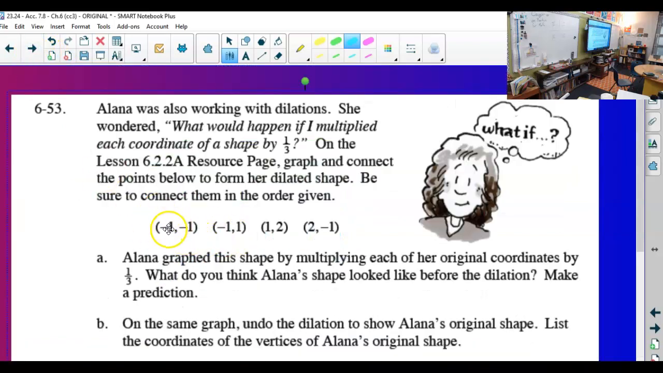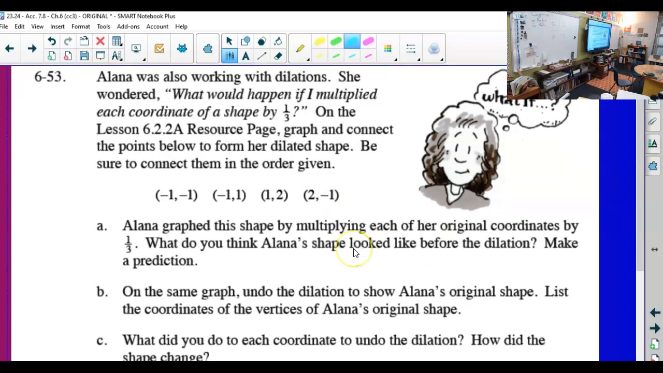All right, I want you to graph these points: (-1, -1), (-1, 1), (1, 2), and (2, -1). I know I said those way too fast. No, but it was good for us. Wait, so do we put them on the... Sorry, this is 53 now. Do we connect them? Yes. Wait, do we connect them? Connect them at some point.